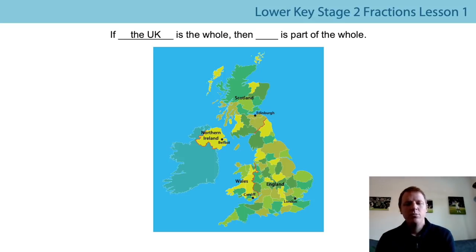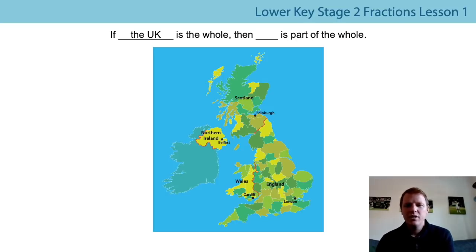Did you do that? Did you pause it? I hope so. My turn. Let's see if I can guess what any of you said this time. Okay, if the UK is the whole, then Edinburgh is part of the whole. Edinburgh is here on our map. It is up in Scotland. I'm going to have another go, see if it's the same sentence that you wrote or said. If the UK is the whole, then Wales is a part of the whole. I wonder if you wrote that or said that.